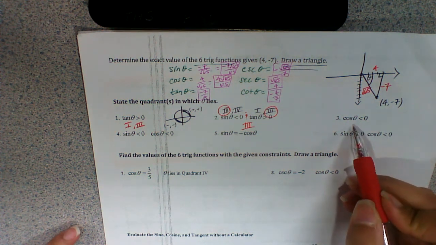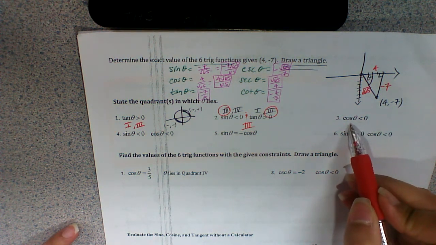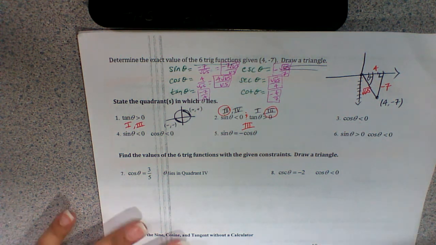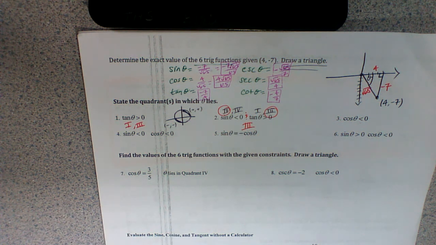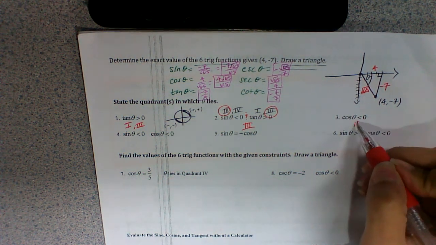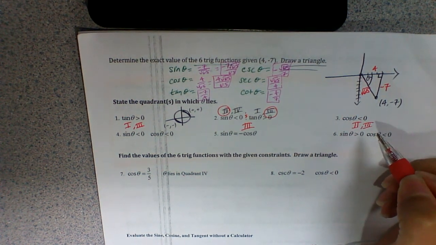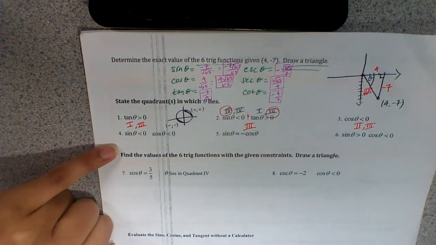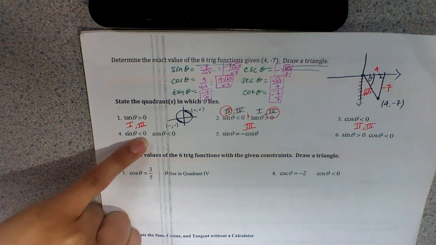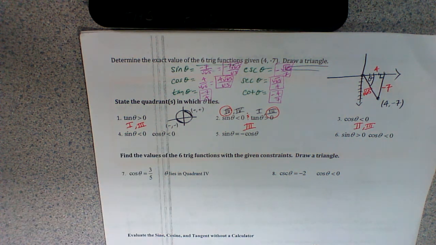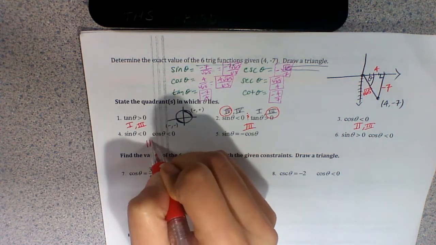Number 3, it says, where is cos less than 0? Where is x a negative number? So x is negative on the entire left side of the unit circle. And so that refers to quadrants 2 and 3. And there's your answer. Number 4, it says, where is sine negative and cos also negative? Now that should be an easy one. Where are they both negative? In quadrant 3.